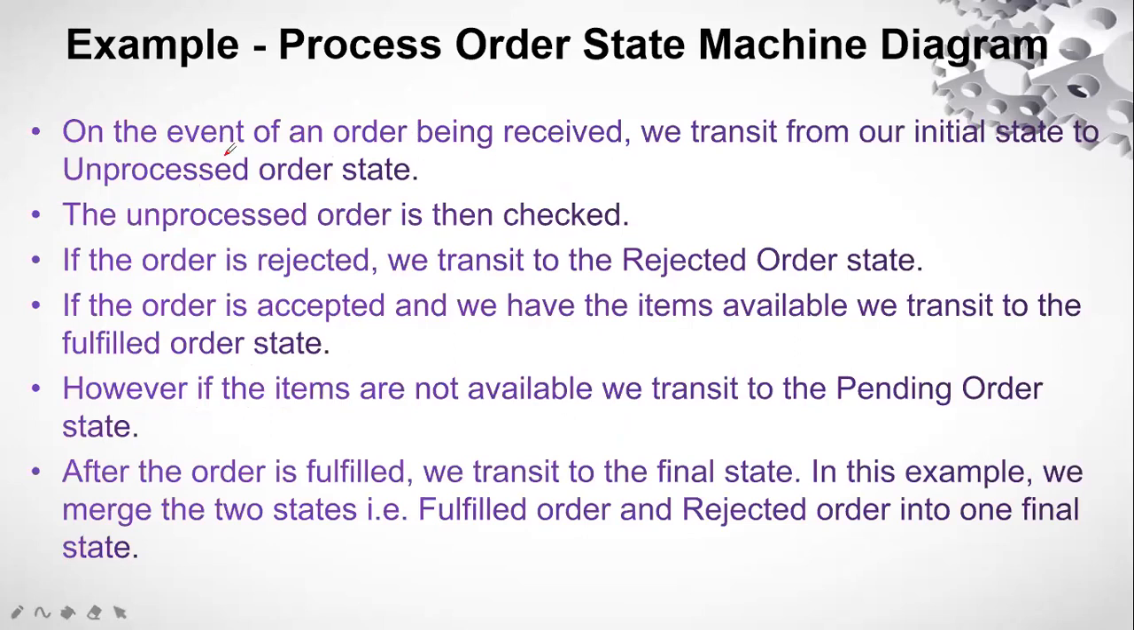Now what we have is a process order. On the event of an order being received, one person is receiving an order, we transit from our initial state to unprocessed order. The unprocessed order is then checked. If the order is rejected, we transit to the rejected order state. If the order is accepted and we have the items available, we transit to the fulfilled order state. However, if the items are not available, we transit to the pending order state.